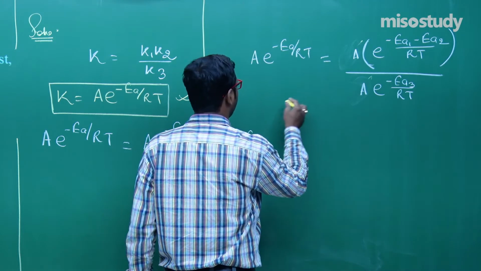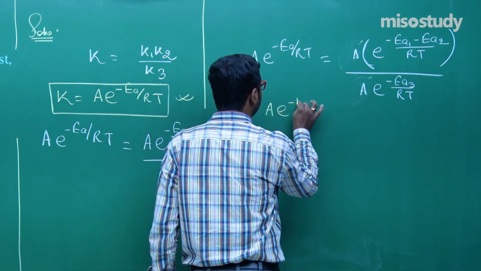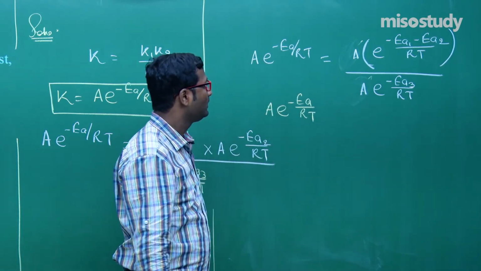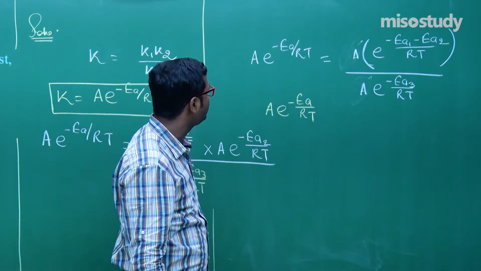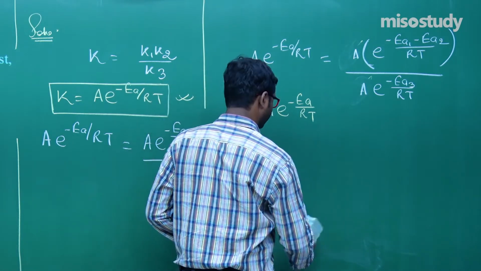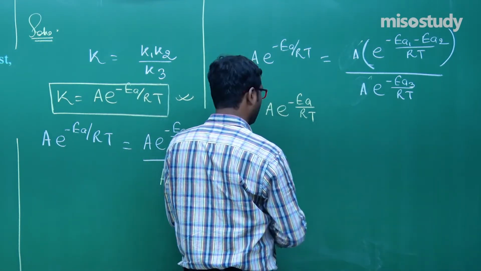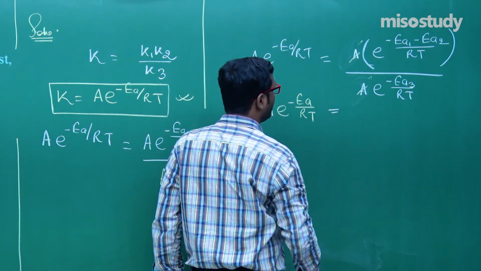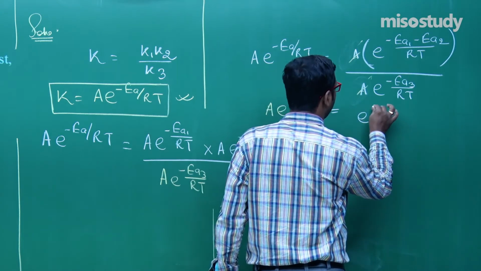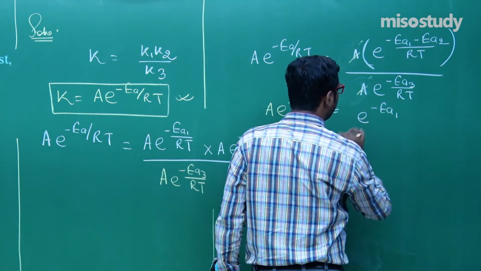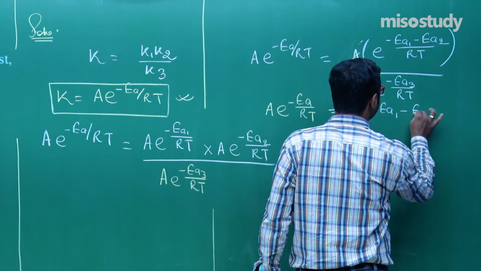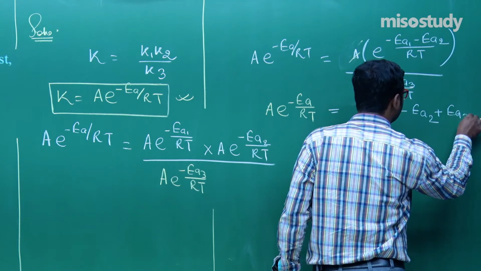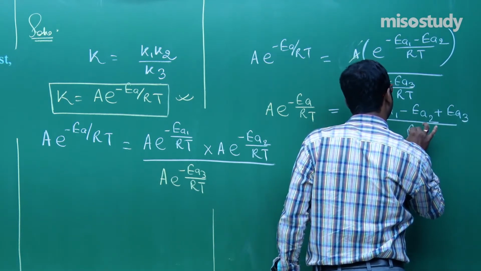Overall what we write here, that is A e^(-Ea/RT). Clear to you? The next one is we can write here, that is, this will cancel this one. Now Ea/RT is equal to E minus Ea1 minus Ea2 plus Ea3 upon RT.